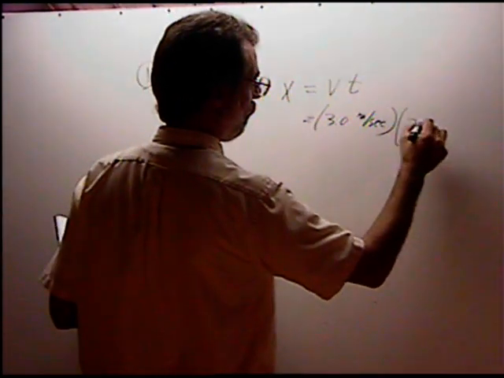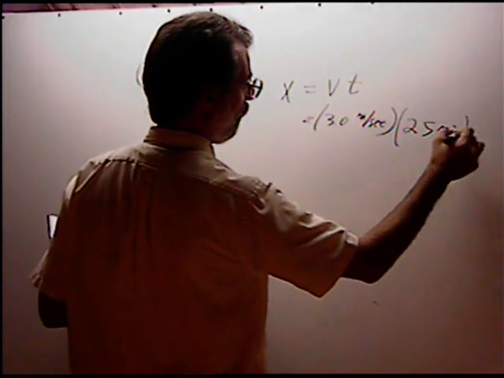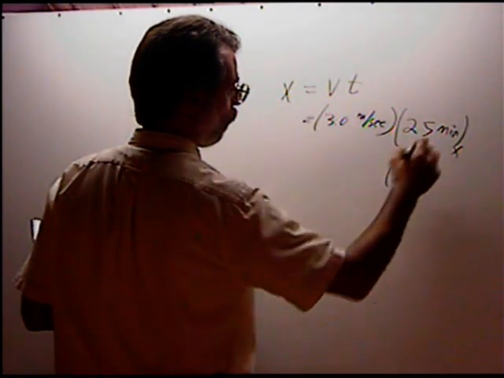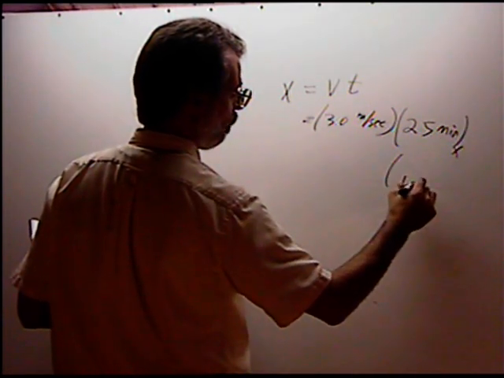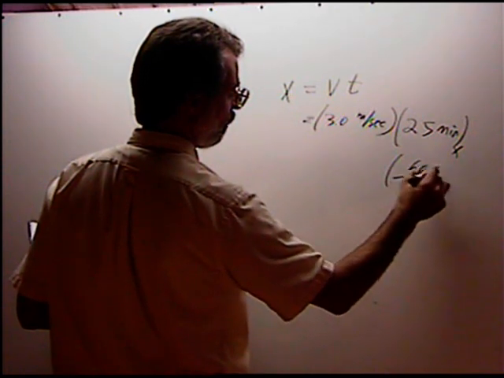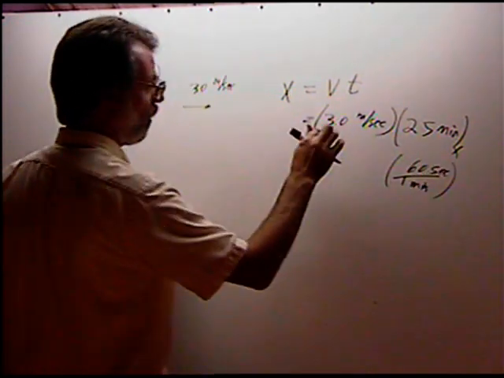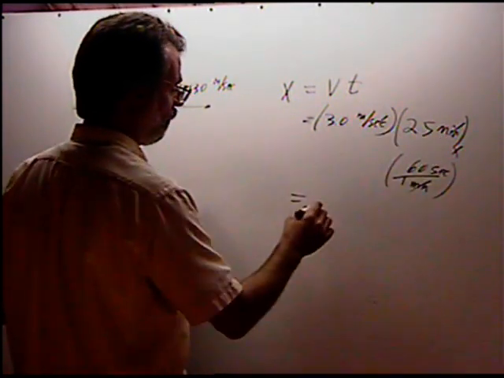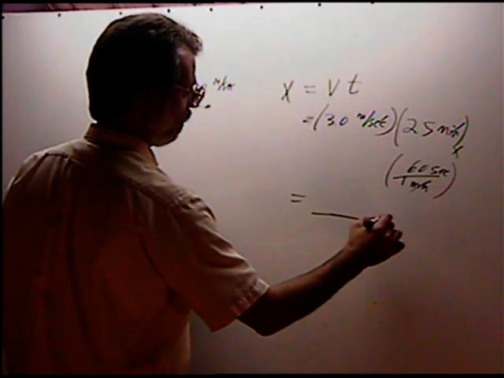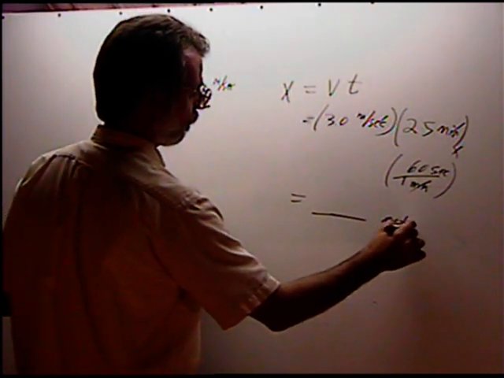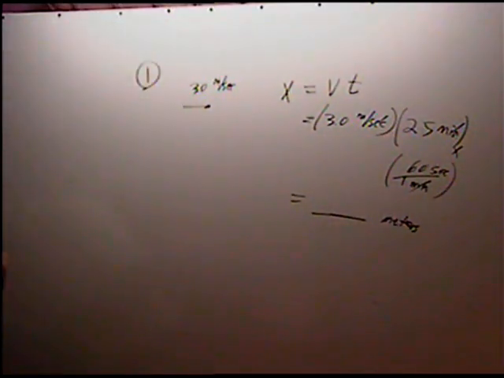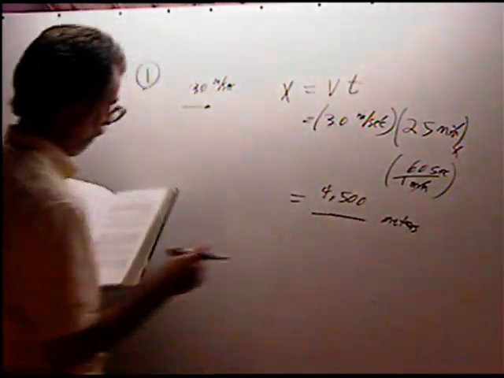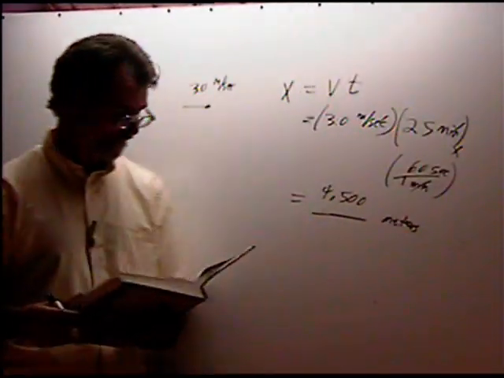So we put in 25 minutes, and the important thing here is that we take care of the units, and we go 1 minute is 60 seconds. And we multiply 3 times 25 times 60, and we'll get the answer in meters. And the answer is 4,500 meters. That's a very easy problem.